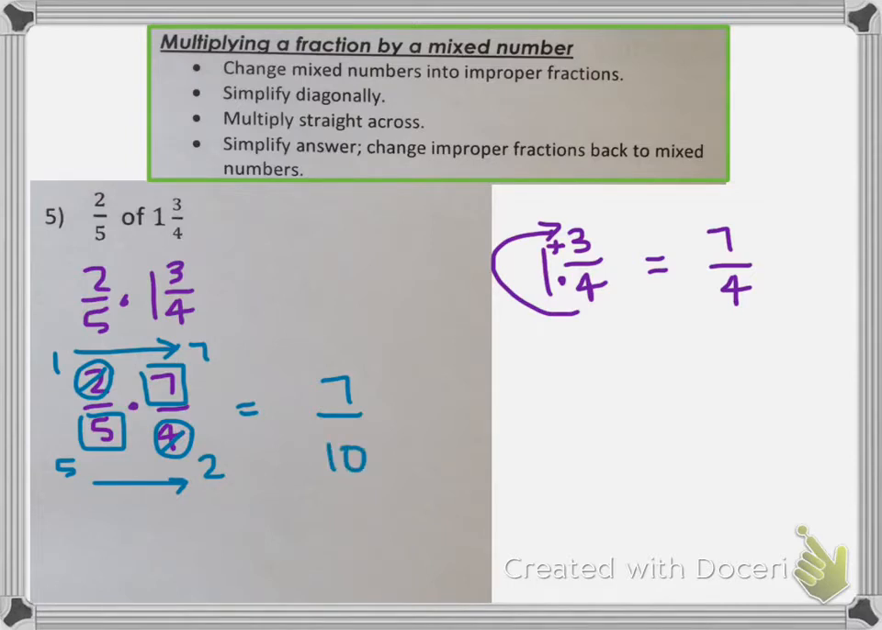Now we look and see, can we simplify the answer, or are there any improper fractions that need to be changed back to mixed numbers? Well, 7/10 is already simplified. It's in its simplest form, and it is not an improper fraction, so that is our final answer for this problem.